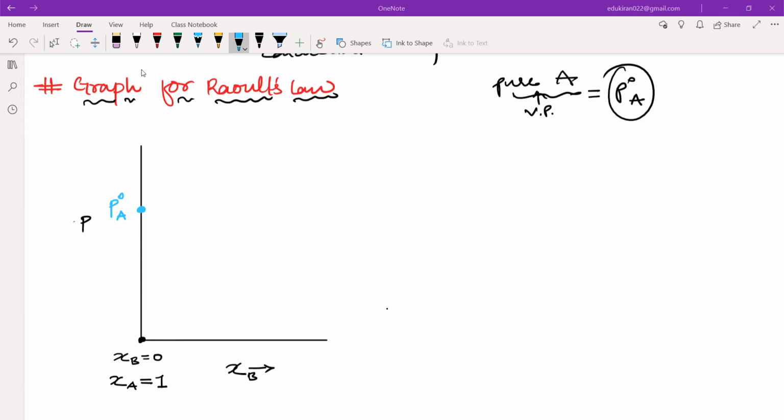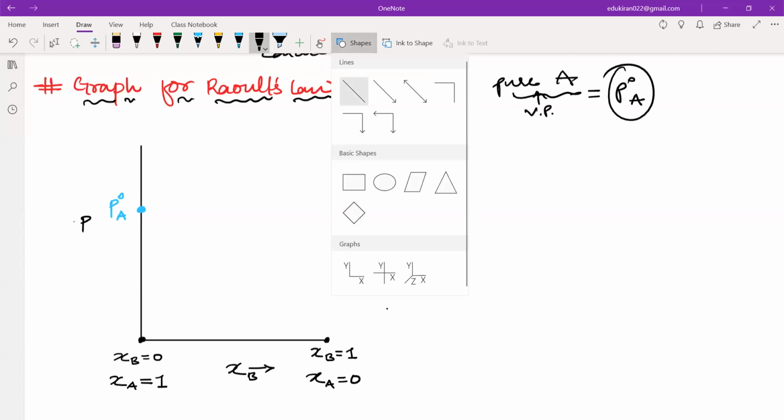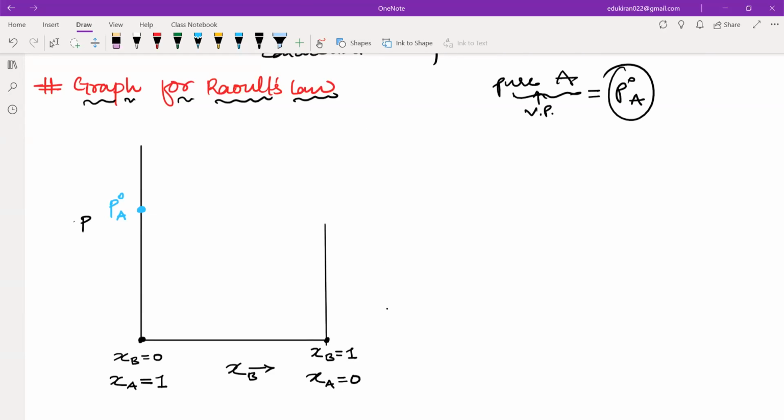Okay. Now at this point, I can write that chi B will be equal to 1 and chi A will be equal to 0. And if I make a line starting from here, is this straight? I don't know.